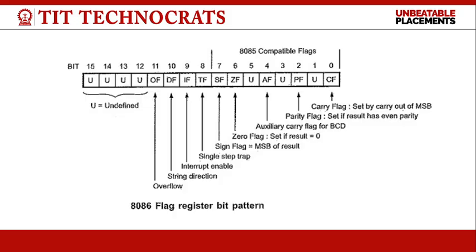Now flag register. This is the 16-bit flag register. Basically, a flag is a flip-flop which indicates some condition produced by the execution of an instruction or controls certain operations of the execution unit. The flag register contains 9 active flags, which are shown in the figure.